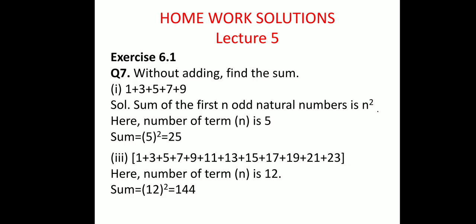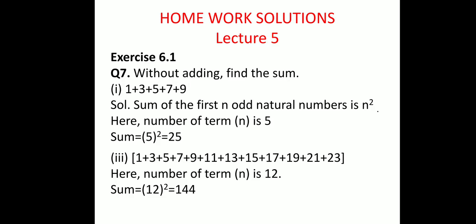Let us discuss the homework solutions of lecture number 5. Exercise 6.1. Without adding, we need to find the sum. As we have learned that the sum of the first n odd natural numbers is n square, we are supposed to use this property to find the sum without adding them. So here, what is the number of terms? That is n equal to 5 in this case. So simply n square, that is 5 square, is equal to 25, which will give you the answer without adding the numbers.